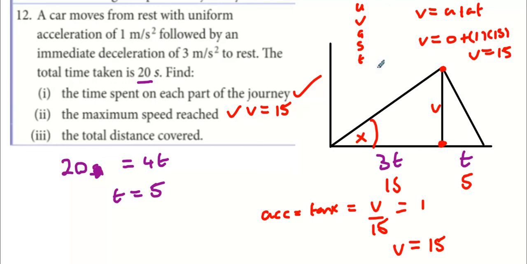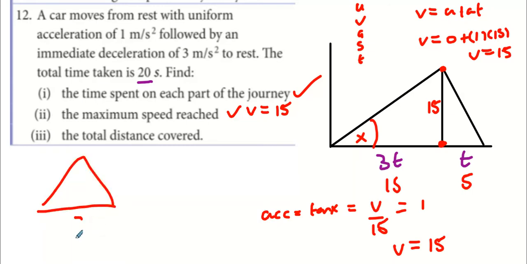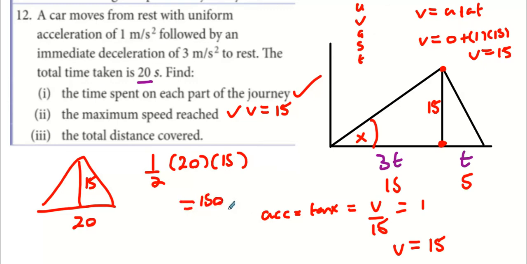Total distance covered. Well, I'm inclined to use the area of a triangle here. You can also use s equals ut plus a half at squared. Your choice. I'm inclined to use a half, 20 times 15. Half of 300 is 150 meters. Is that okay with you guys?